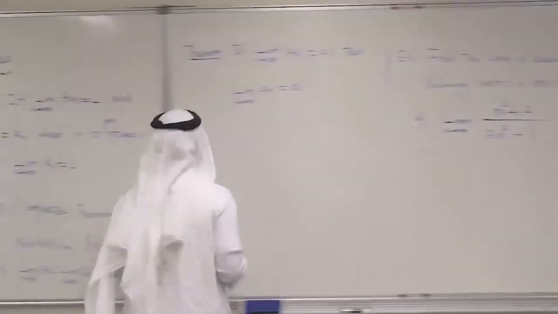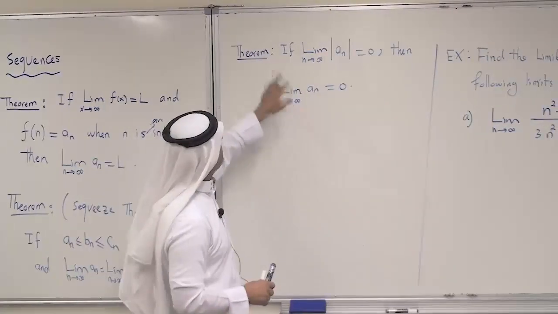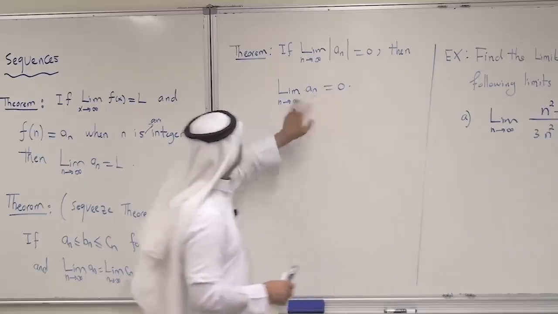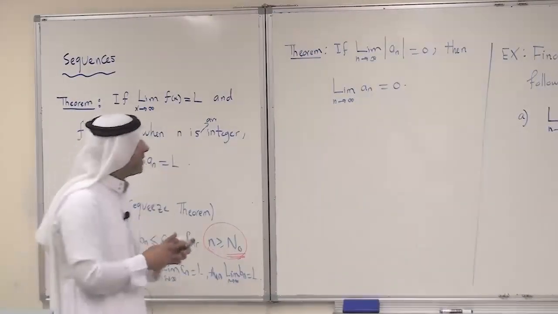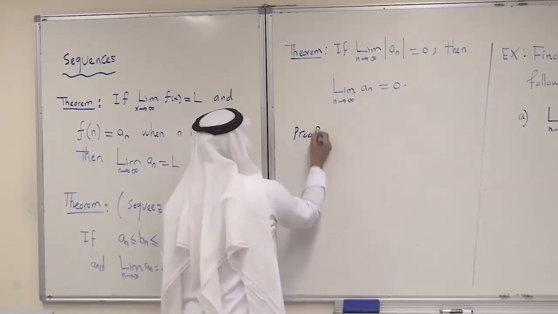So we call it the squeezing theorem. We will use it also. A third theorem of interest is this. It says if the limit of the absolute value of the sequence is 0, then for sure the limit of the sequence itself is equal to 0. How to prove this? Simply, how to prove this theorem using the previous theorem.